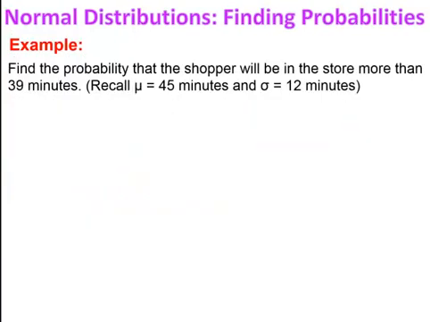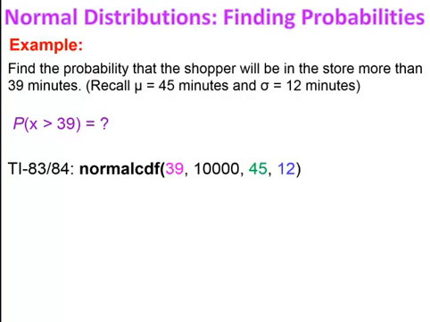So now this next example, finding the probability that the shopper will be in the store more than 39 minutes. And again, we're using the same information from the previous example. More than means that it's greater than, which means that my lower value will be that random variable 39. So it's important to be able to distinguish what these inequality symbols are telling us. And when it's greater than, it means it's getting shaded to the right, which means I have to put the random variable in the lower, and then I have it go to positive infinity, and that's what that 10,000 represents.